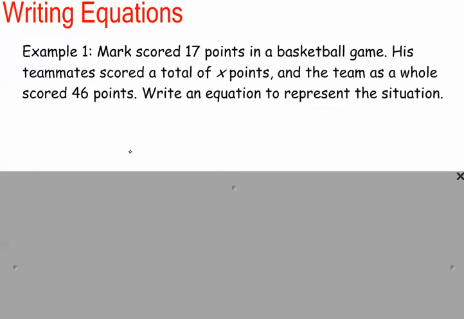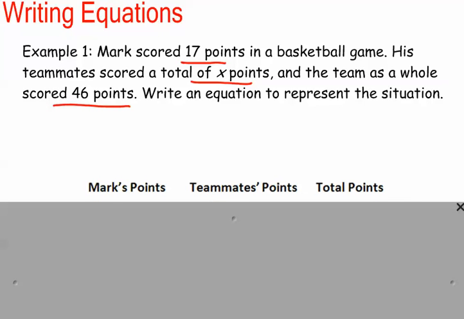In an equation, I'm going to have to tell you the total. So Mark scored 17 points in a basketball game. His teammates scored a total of X points. So his teammates scored so many, we don't know, but the team as a whole scored 46 points. So we know how many Mark scored, his teammates, and the total. I've been given 3 things. So the total was 46. Mark made 17, and his teammates scored an X amount. So that's my equation.